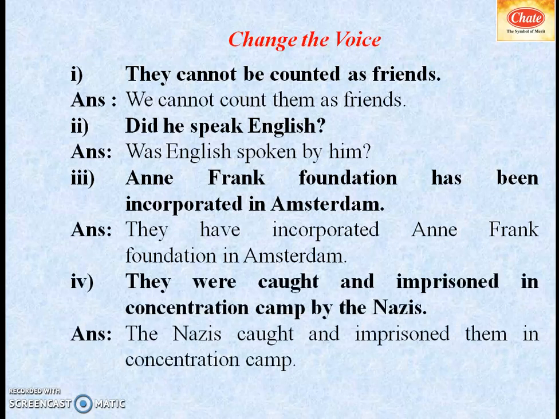Let us take the next example. They were caught and imprisoned in concentration camp by the Nazis. Look at the sentence, children. After were, W-E-R-E, this to be form, caught and imprisoned, these two third forms of verbs are given. So undoubtedly, this structure is also a passive structure. And its conversion: because it is simple past tense, the Nazis caught and imprisoned them in concentration camp.